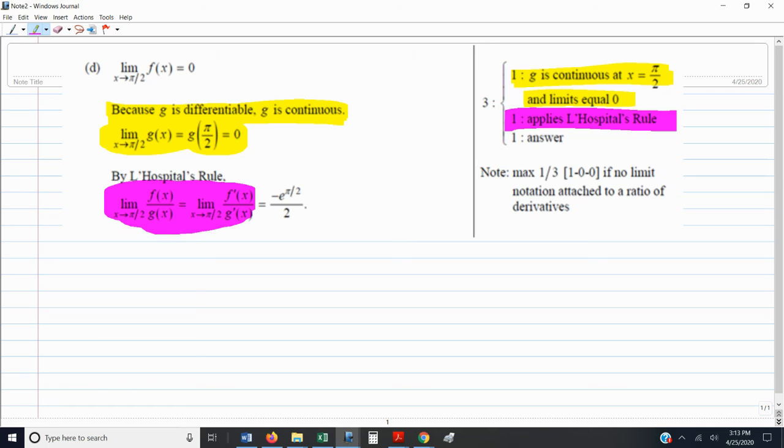You have to say L'Hopital's rule. I'm going to say one more thing about that in a second, but you can see them rewriting the limit statement, taking the derivative of the top, taking the derivative of the bottom. And then the final point is the answer, which is negative e to the pi over 2 over 2.